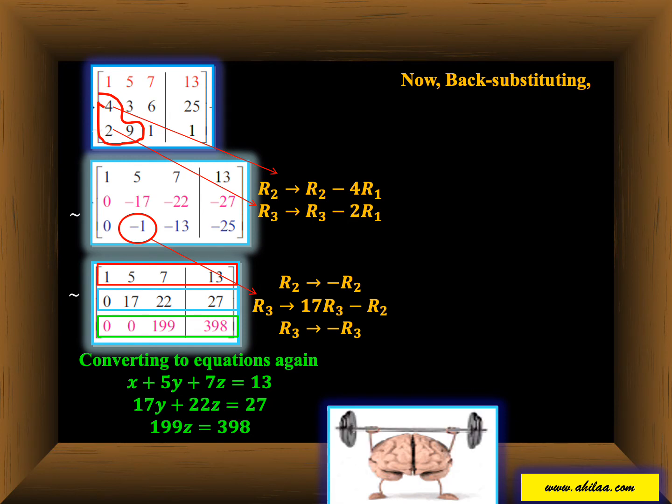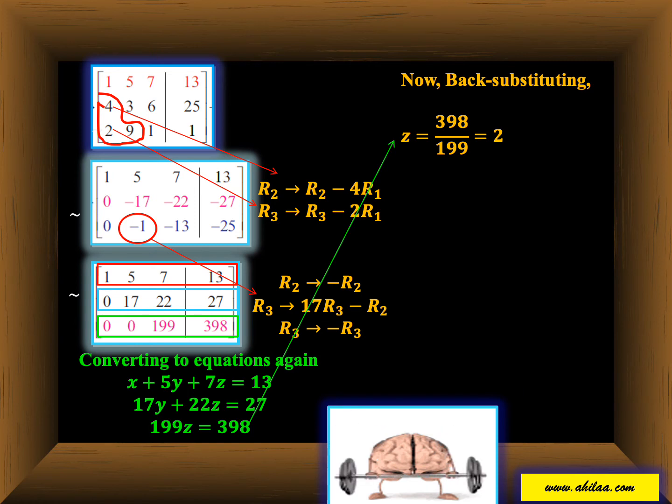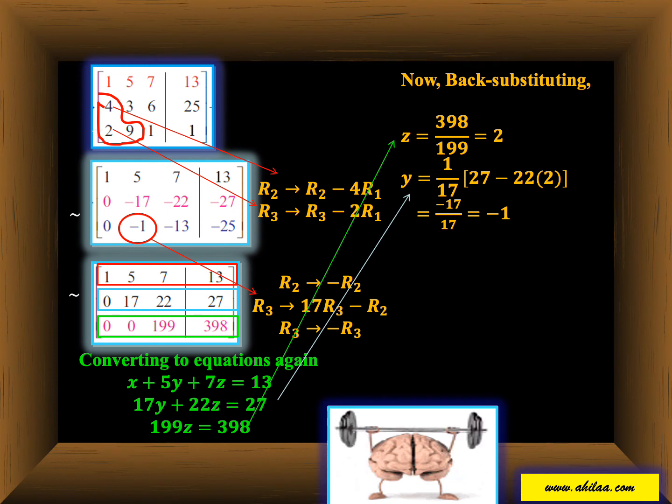Now back substituting, go from the last equation. So from the last equation I get the value of z as 398 by 199, which is 2. Now I substitute this z value in the previous equation to get the value of y. So my y value is 1 by 17 into 27 minus 22 into, substituting the z value as 2. So by simplification I am getting minus 1.